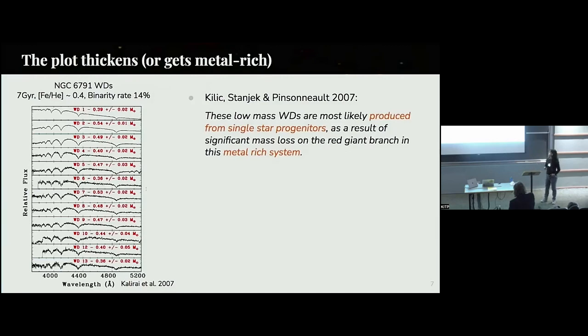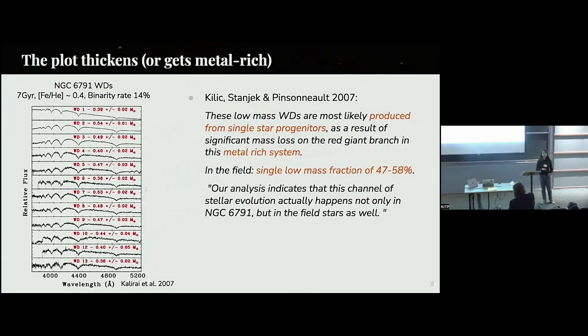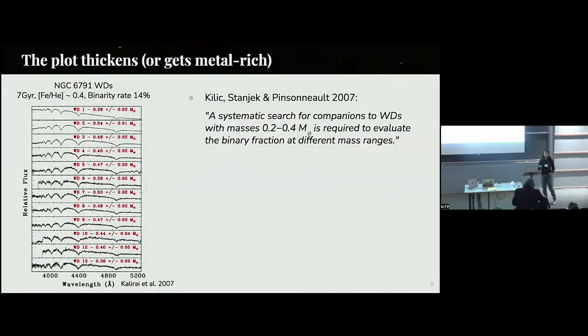because this cluster is very metallic. This motivated them to have another look at the field population of low-mass white dwarfs, and they found that the binary fraction is actually only around 50%. So they suggested that this high metallicity mechanism was probably also happening in the field as well. But there's probably some mass below which you do need binary interaction, so they suggested that there should be a systematic search for binaries in this mass range here to determine what is, in fact, the binary fraction there.